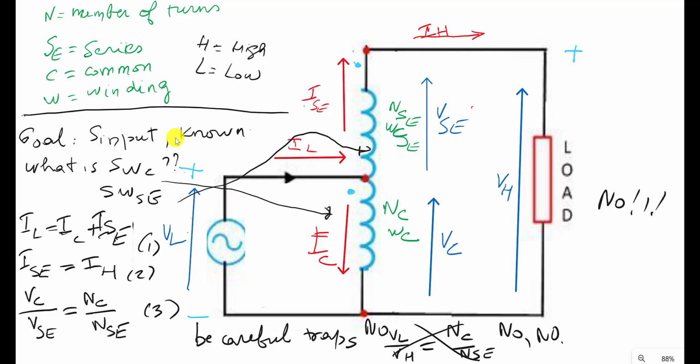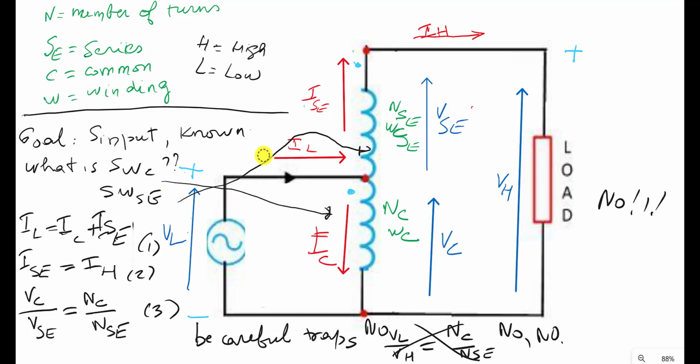What is the ultimate goal of this? We have S input known, 5 MVA, 10 MVA, 25 MVA comes here, and the load is asking for that. How do we find out what MVA goes here, what MVA goes here? That's what I call SWC and SWSE. S is the letter of apparent power, MVA. So all those equations will help us determine SWC as a function of S input, and same for SWSE.